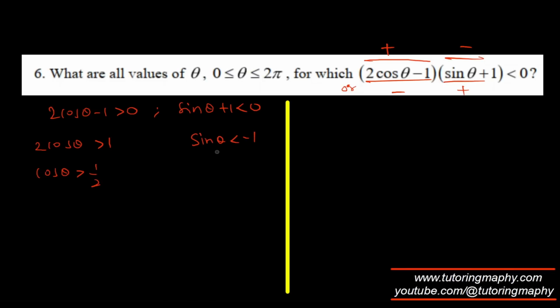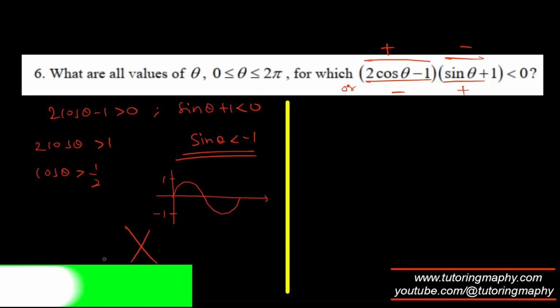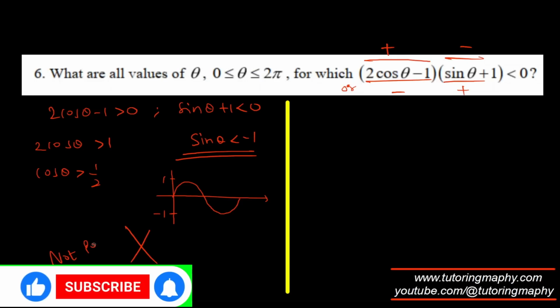Okay, interesting. Can sine theta actually ever be less than minus 1? That's pretty interesting. I don't think so. Because we just learned that the sine theta curve is like this and its minimum value is minus 1. How can it go less than minus 1? That's just not possible. So this condition is actually not possible. So there is no solution from here.